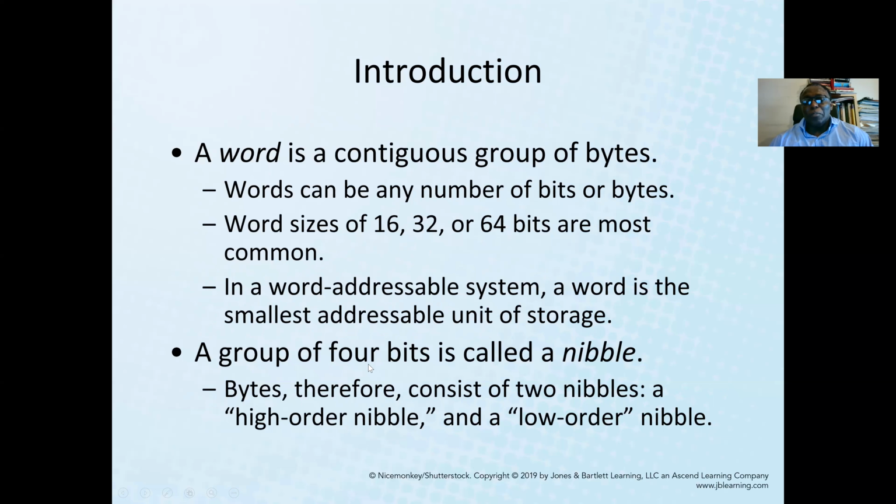A group of 4 bits is called a nibble. That's another term. This means 2 nibbles represent 1 byte. So a byte consists of 2 nibbles, a high order nibble and a low order nibble.